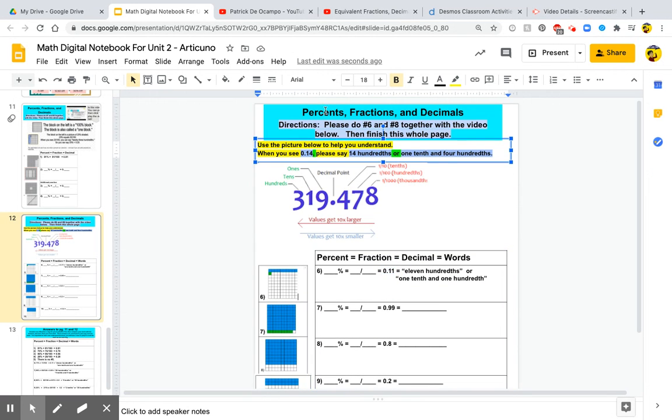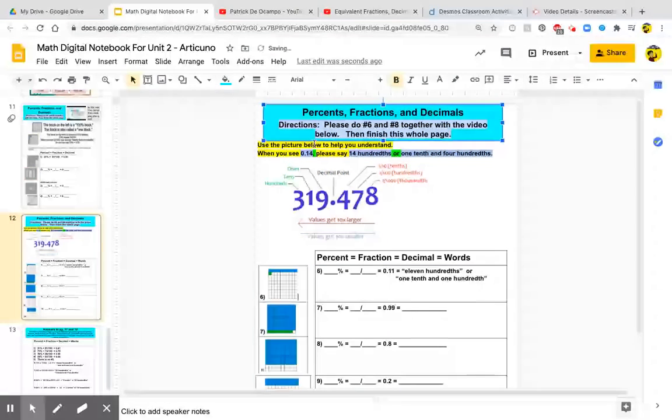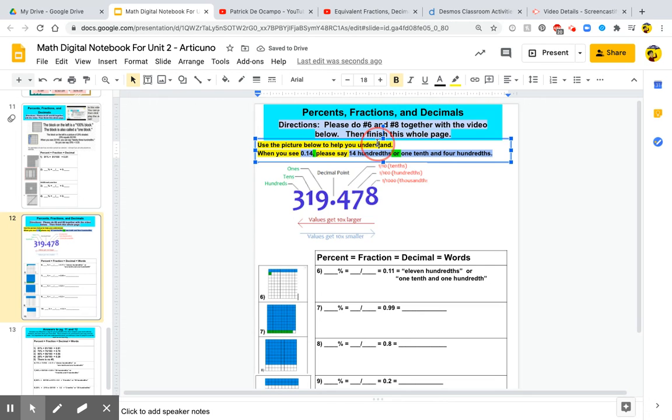It says here, percents, fractions, and decimals. Directions: Please do number 6 and number 8 together with the video below, which is this video. This is the video you're watching. Again, feel free to pause the video, rewind the video, and do the worksheet along with me. Then your job is to finish the rest of the page. Use the picture below to help you understand.